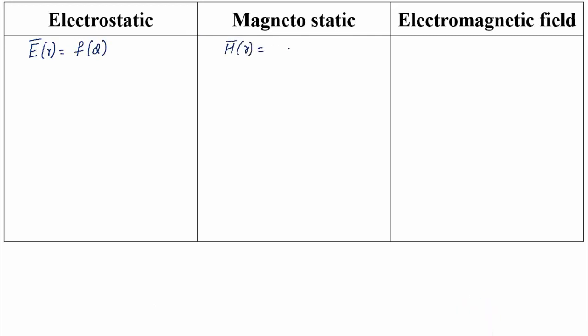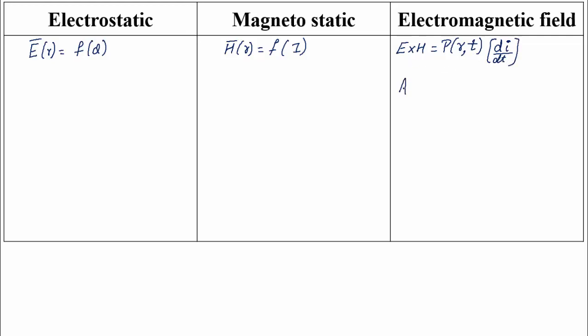In electrostatic, the electric field which is varying with respect to space is a function of charge. But if I am talking about magnetostatic, the magnetic field which is varying with respect to space is a function of current. Similarly, if I am talking about electromagnetic wave, you will be getting E cross H, which is a function of power varying with respect to space as well as time, and it is also a function of di by dt, nothing but change in current.